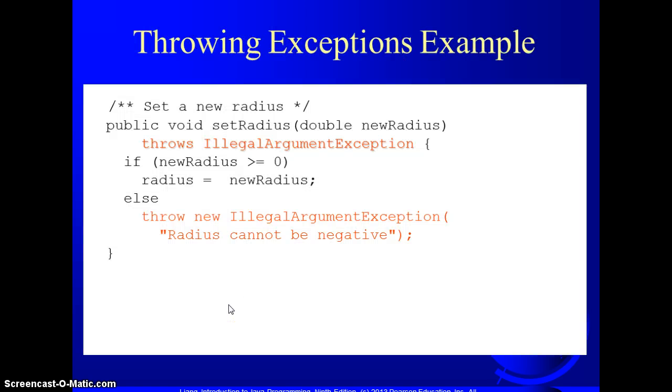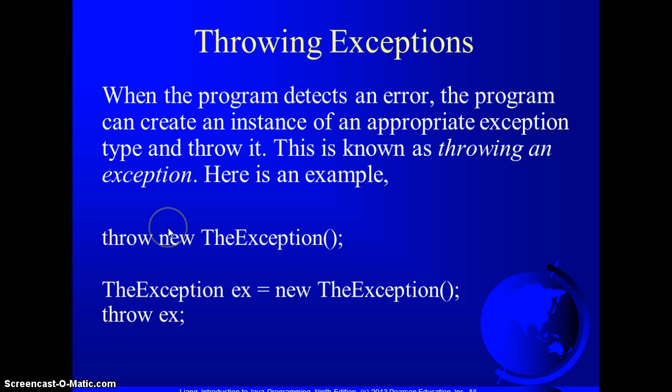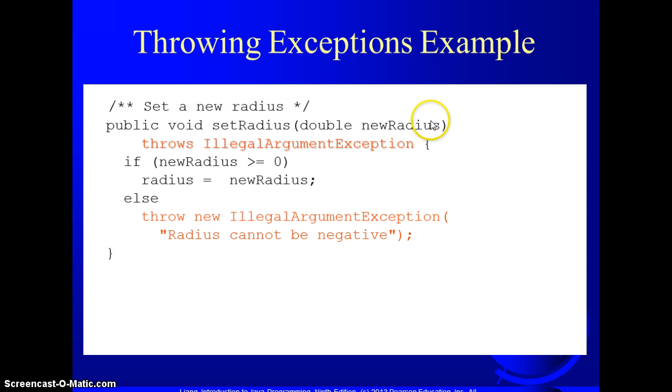So let's look at an example in the program. For example, we have setRadius, and we're going to do declaring exceptions here. Declaring exceptions means adding throws next to your method. Normally you just code parentheses and braces here. Now you add throws IllegalArgumentException here.